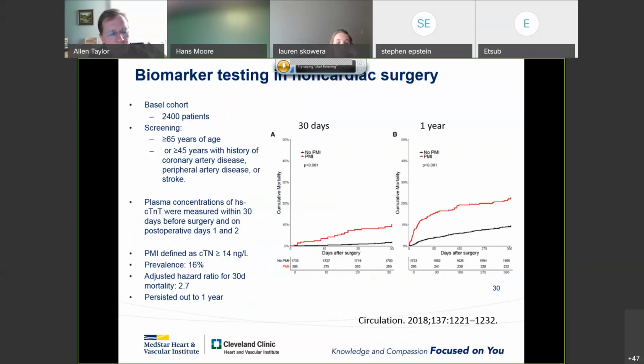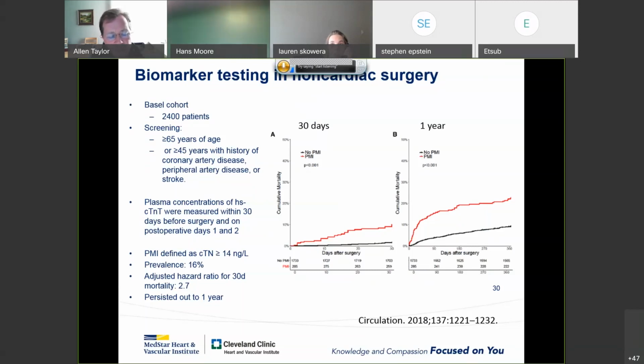Investigators have latched onto this, and this data comes from Basel, Switzerland, and was a cohort of 2,400 patients that took the same idea, cardiac troponin T, and screened patients over the age of 65, or if they were over 45 with at least CAD or PAD or stroke. So they tried to get an older or an at-risk population with prevalent cardiovascular disease. And then they did the same thing. They measured plasma cardiac troponin T before surgery and then on postoperative days 1 and 2.